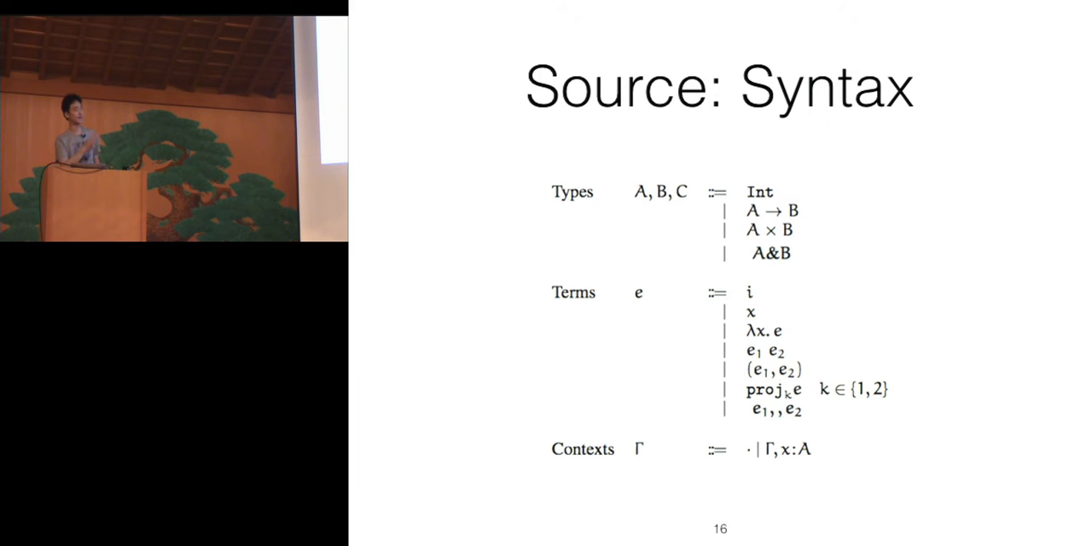So here's the syntax of the language. It's quite simple. It's just like Dunfield's calculus. We have a simple lambda calculus extended with base types such as integers and also products. And for terms, we have a merge. So excluding the shaded part, all the stuff is standard.